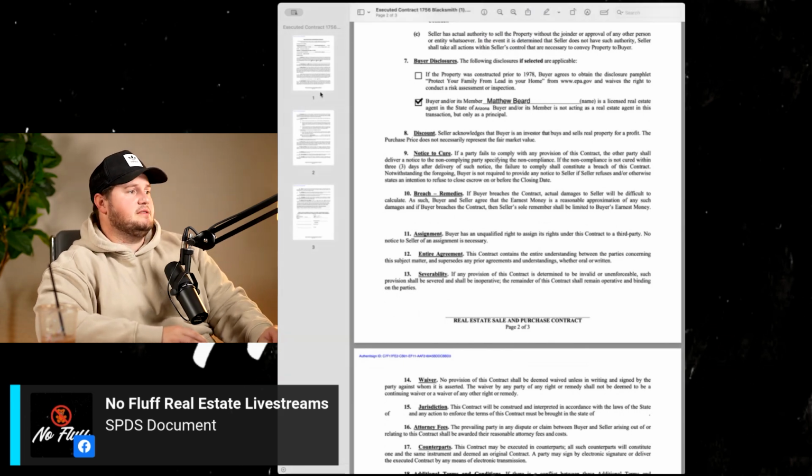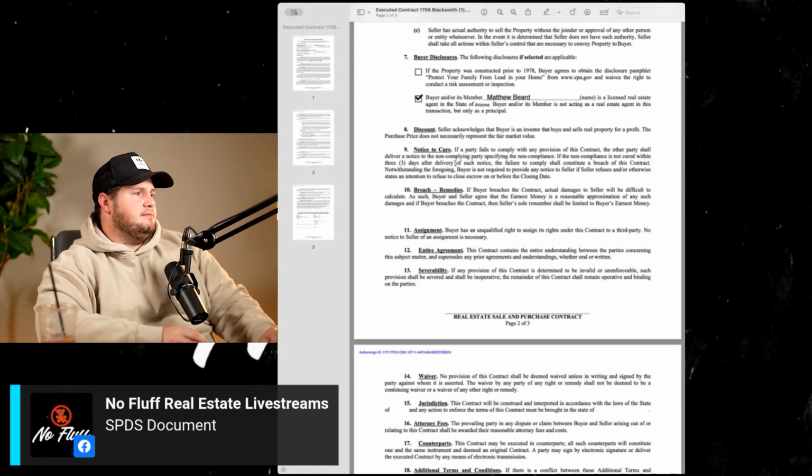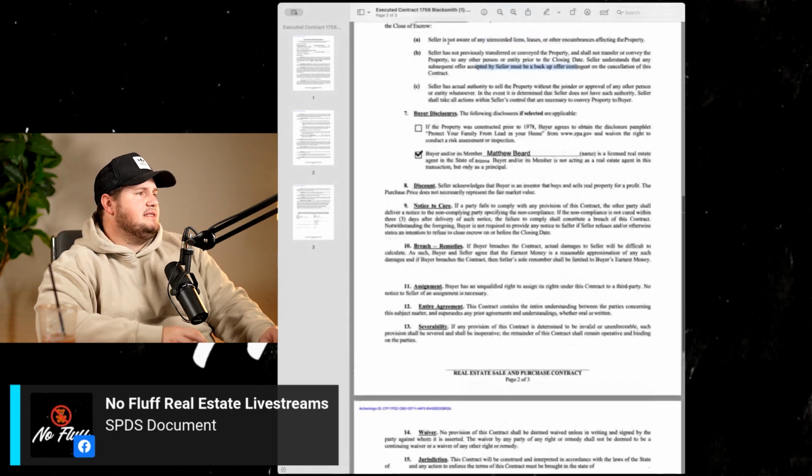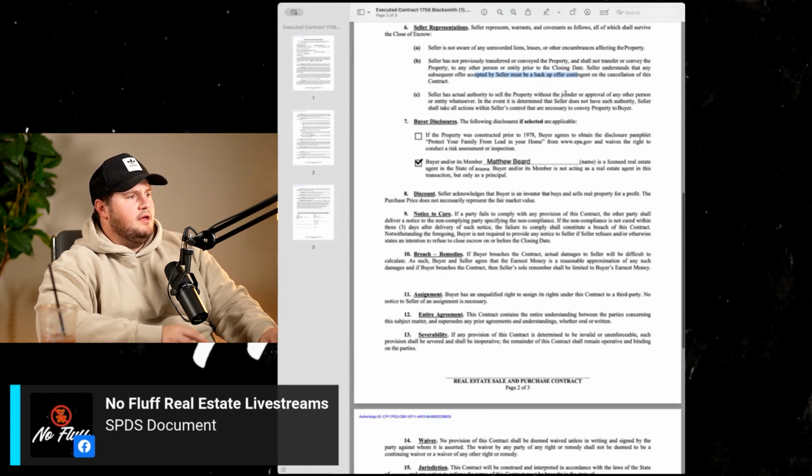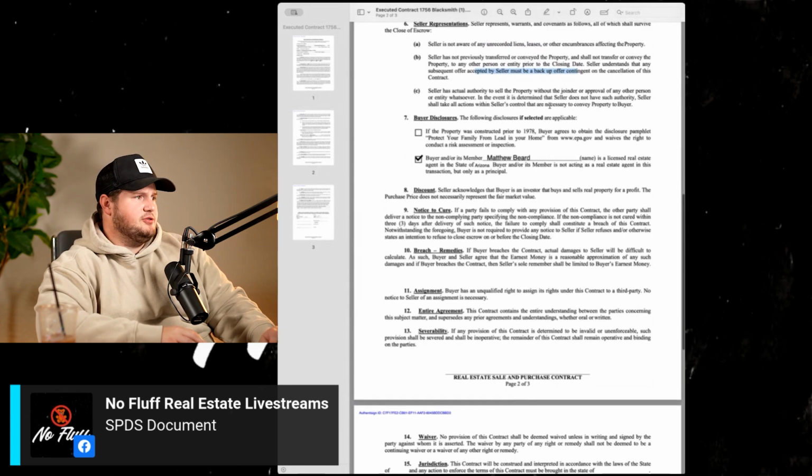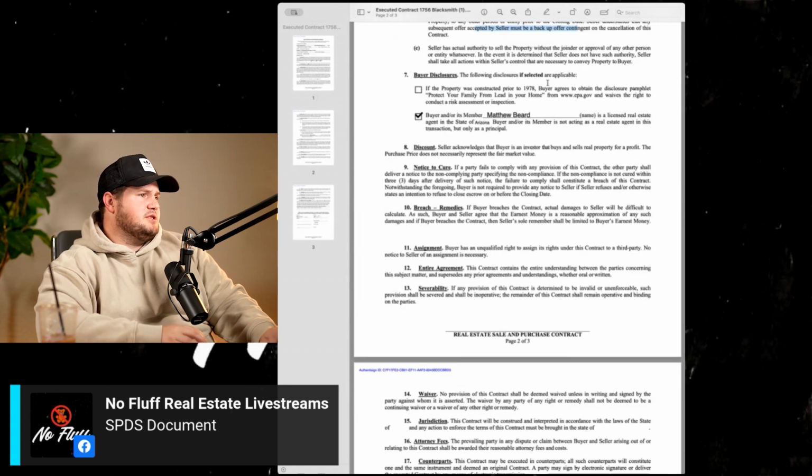So we'll talk about that here in a second too. All right. Next up, let's see here. Seller has the actual authority to sell the property without the joinder or approval of any other person. So they actually have the right to sell the property. Pretty straightforward. Buyer disclosures. The following disclosures selected are applicable.